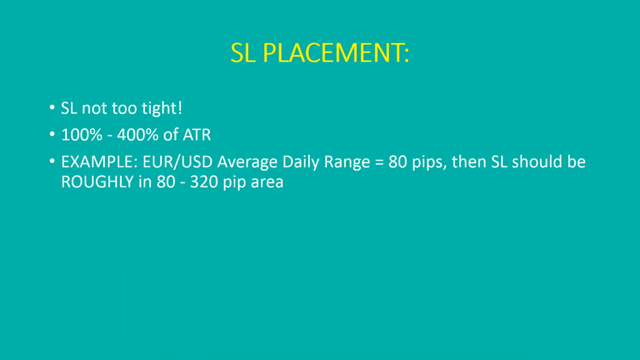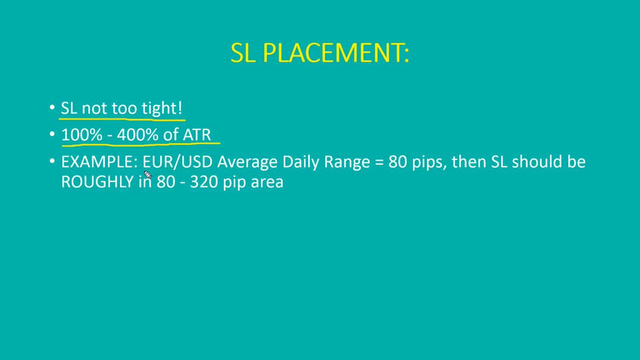Now, there are some rules for stop loss placement. Your stop loss should not be too tight. When you are taking swing trades, we are talking somewhere in the rough area around 100% to 400% of the average true range, which is average daily volatility. This is just a rough example of where your stop loss should be.